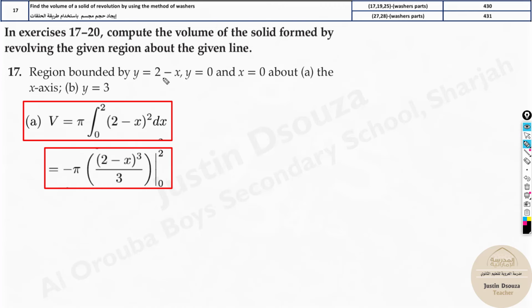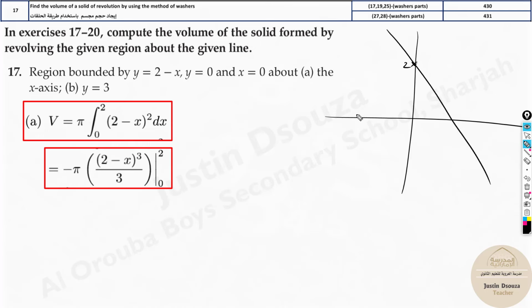Here for the first one, it's very important to understand the basic graph. 2 minus x, it's basically like minus x plus 2, so wherever is plus 2 is the intercept, and it goes something like this. And what else do we have? y is equal to 0, so this will be y is equal to 0, this part, and we have x is equal to 0, so it will be this line. So whatever is intersected between, or the region formed within this, this is the region that is being revolved. About the x-axis. About the x-axis is over here.